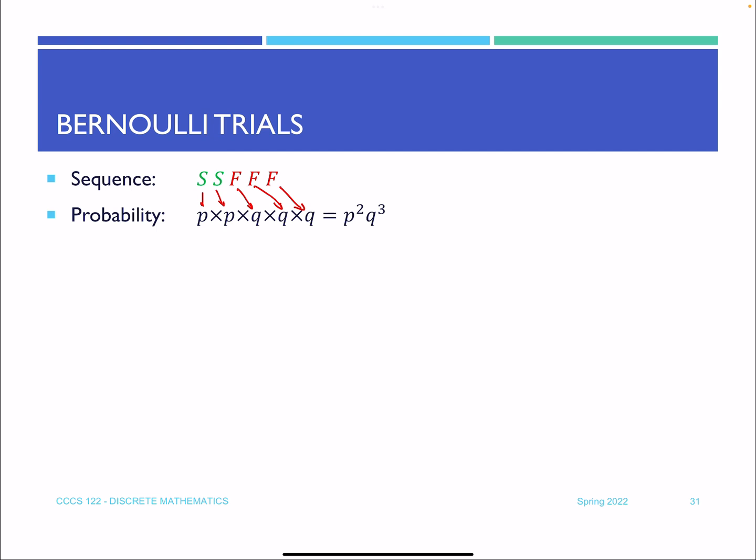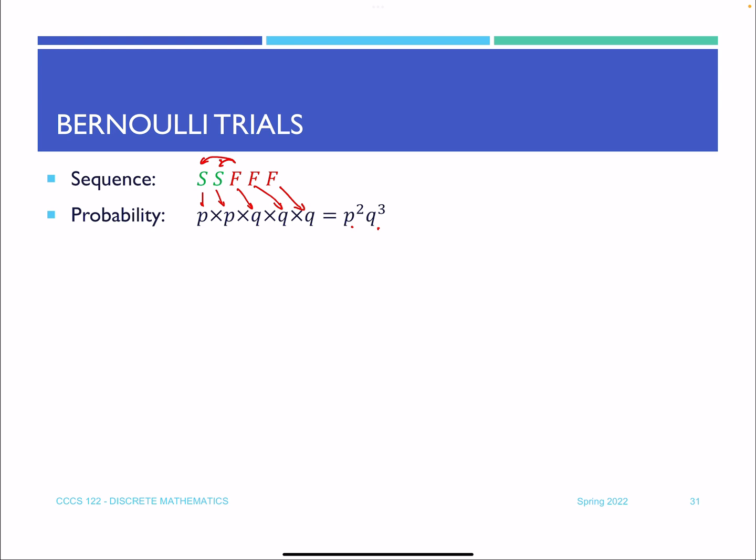Remember, it doesn't matter what happened before, or even before that. A coin doesn't have any memory. So that's why this word independent Bernoulli trial. One trial doesn't have anything to do with what happened before. So that gets us to P squared Q cubed.